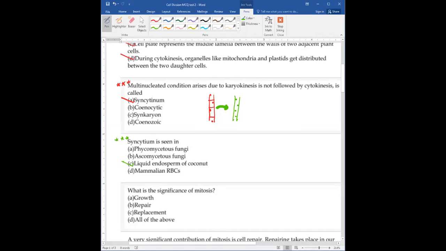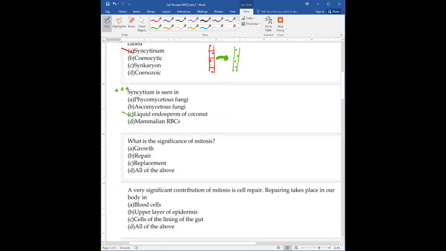So guys, keep this in mind. Sometimes you may be tempted to say fungi, but just look out for this answer. This is a well-known typical answer, guys.